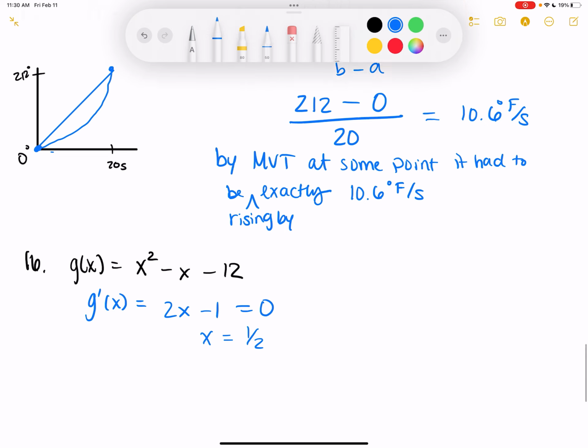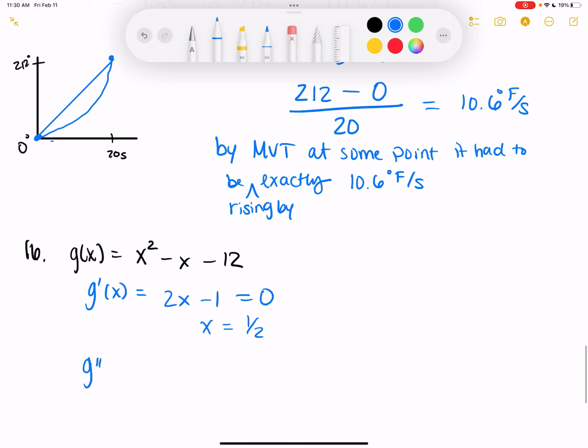So then if we take the second derivative of it, what do we get of this? 2x minus 1 is 2. Just 2.